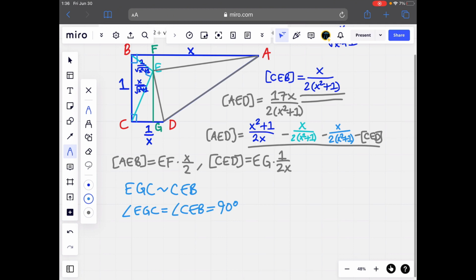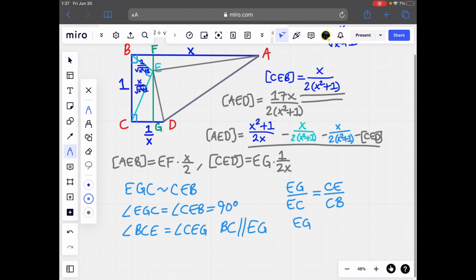And second, by alternate interior angles, we have angle BCE equals angle CEG, and that's because BC is parallel to EG. So these two angles are equal, meaning the triangles are similar. We can do EG over EC equals CE over CB. So EG times CB, we don't need to write CB because it's equal to 1, equals CE squared. And CE is x over the square root of x squared plus 1. So that means EG is just x squared over x squared plus 1.